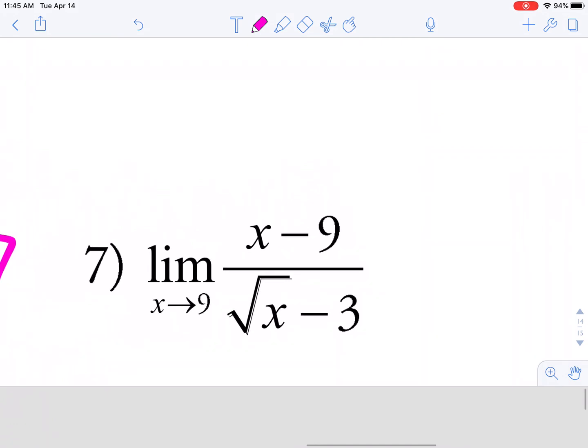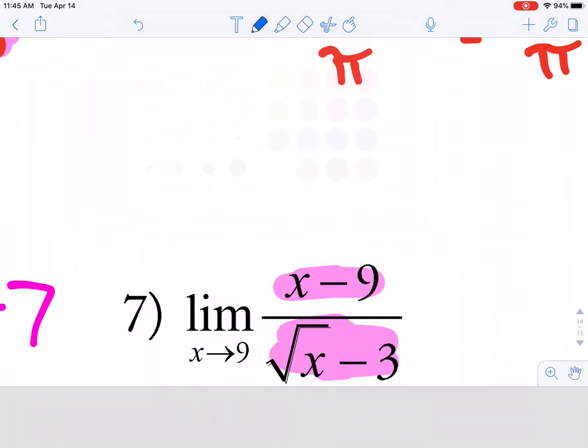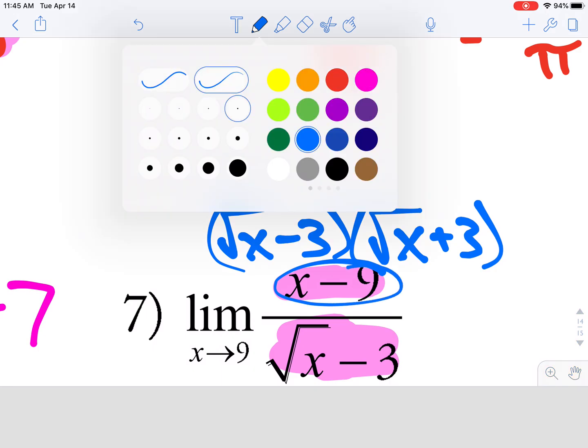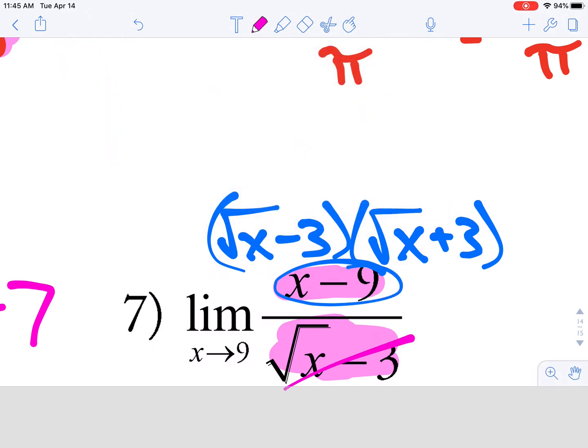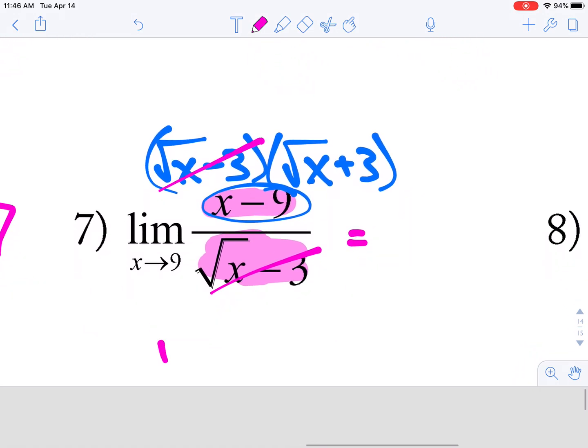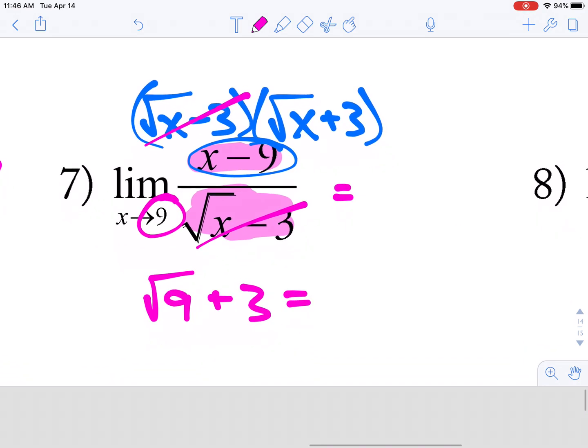So like this one here, if you can remember now, if we have x minus 9 and we have a root somewhere, we can cancel that root out by simply taking the factors, because these are perfect squares, of root x minus 3 and root x plus 3 of x minus 9. So now we can cancel out the root x minus 3, and we get root x plus 3 left over. So root x becomes root 9 plus 3 by plugging in that 9. So root 9 plus 3 is 3 plus 3, which is 6.